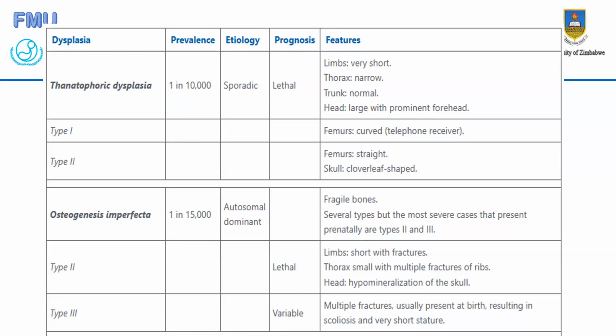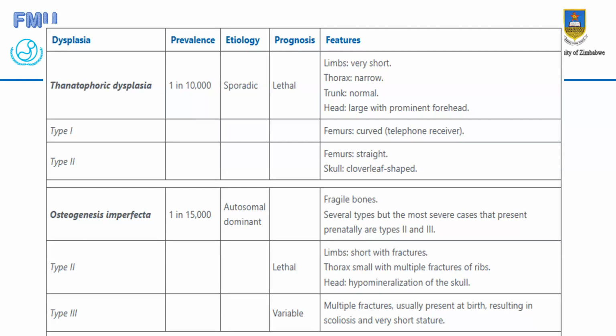Skeletal dysplasia. Then what are the features? The limbs are very short, the thorax is narrow, the trunk is normal. That means it's a normal trunk length. The head is large with a prominent forehead. This is in type 1, in both of them, sorry. These are features which are common to both.